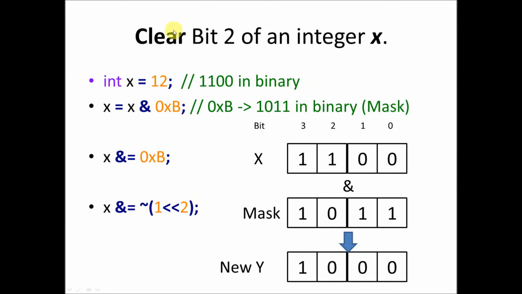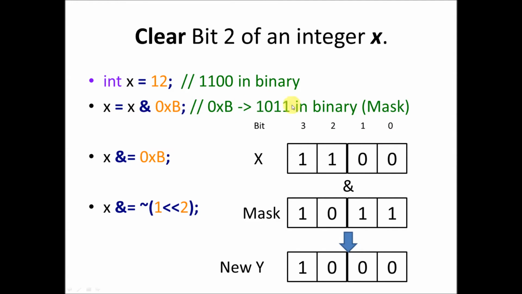Now say we want to clear bit 2 of an integer x. In this case, x is our 12, and we're going to be clearing bit 2. So in this case, it's this number right here. Remember that the bits are 0 based. So this is bit 0, bit 1, bit 2, and bit 3, rather than 1, 2, 3, 4.